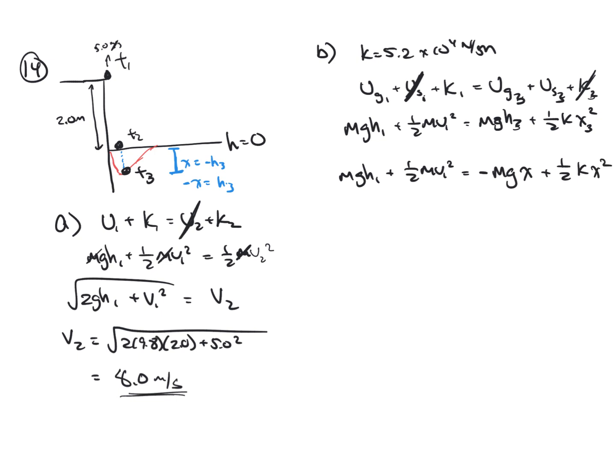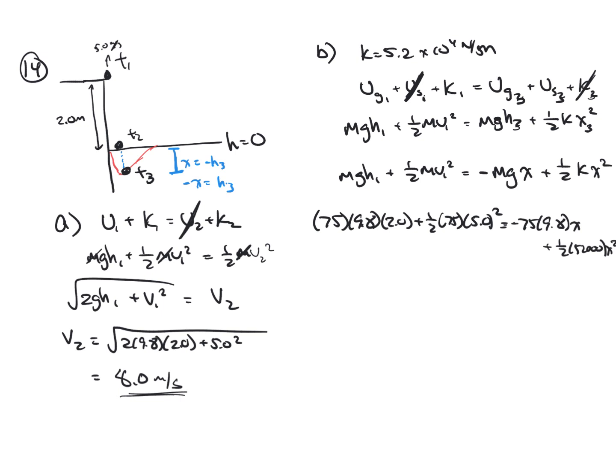All right, this looks like a quadratic formula coming to me, so let me plug in some numbers here. The trampolinist is 75 kilograms, 9.8. H1 is 2 meters. So times half, 75, v1 squared, so 5 squared, equals negative 75 times 9.8x plus half 5.2 times 10 to the 4 x squared.